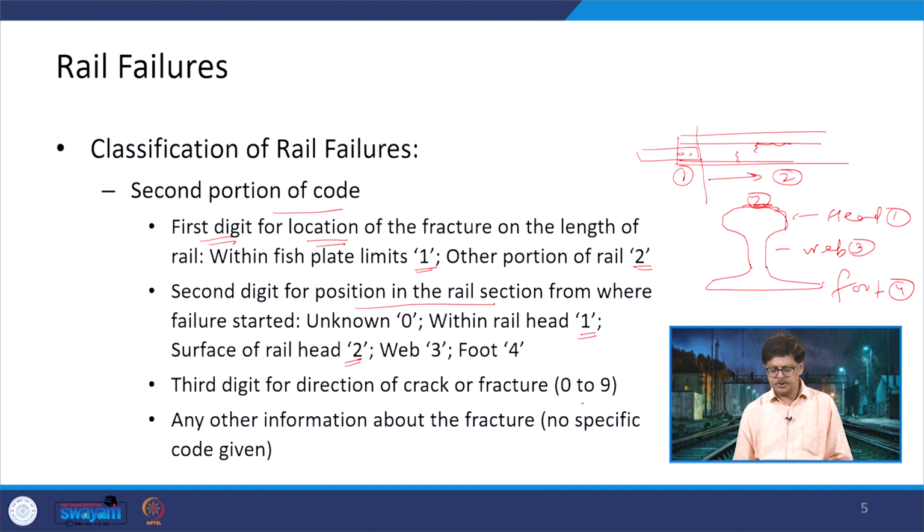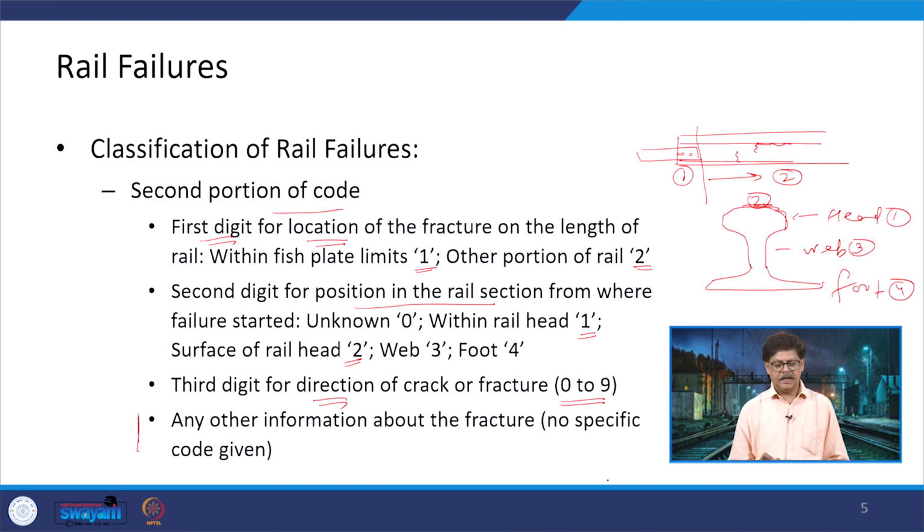So, different directions can be there and these directions can be defined by 0 to 9. So, that is the third digit, and if any other information is to be embedded, then there can be the fourth code, which usually may not be there, but if it is required, then something can be given as a code and can be added here.